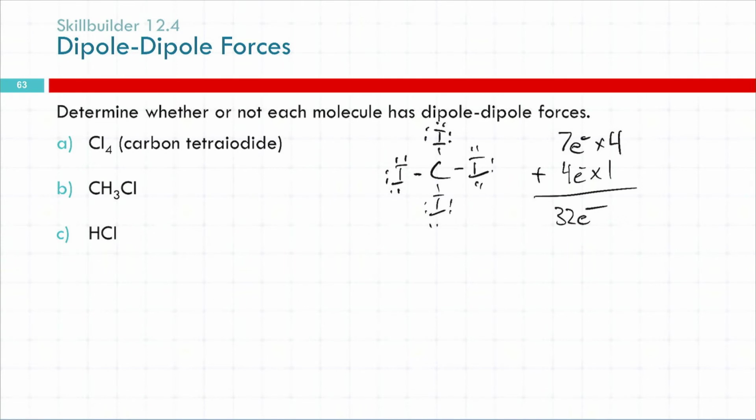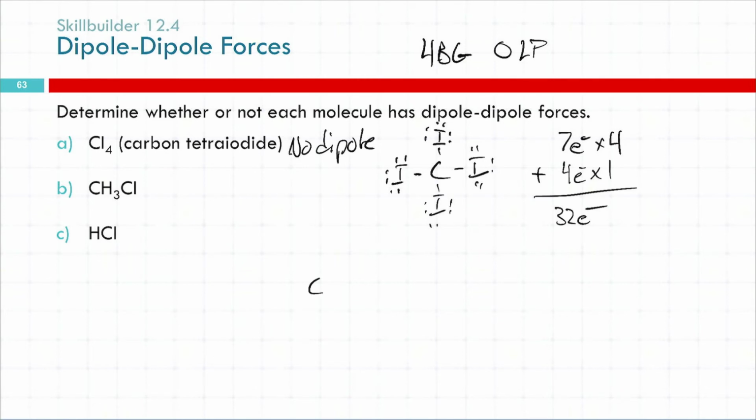We look and we see that we have 4 bonding groups and we have 0 lone pairs on our central atom. And since all of these bonds are the same, we then have a tetrahedral shape, and we're going to be nonpolar, and therefore no dipole forces. Dipole, dipole.